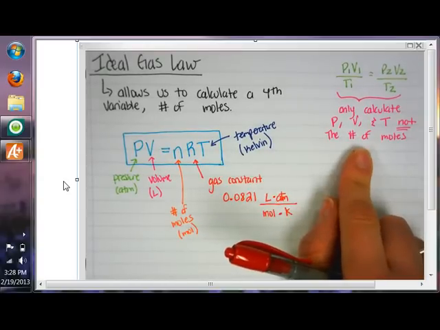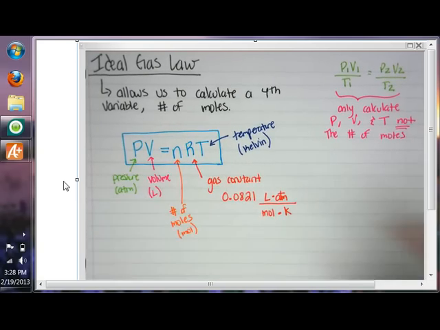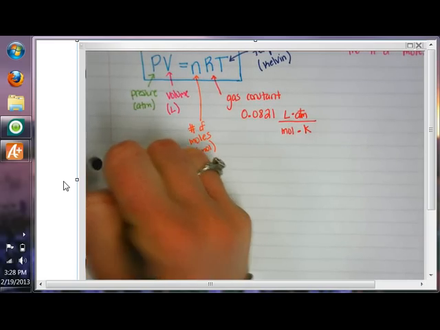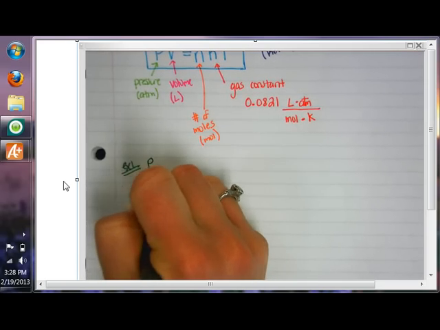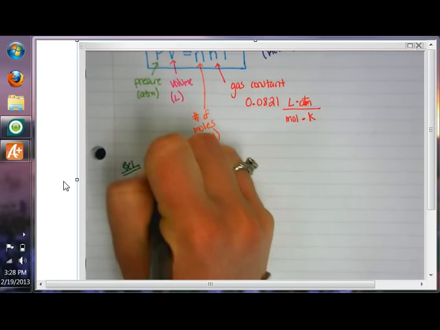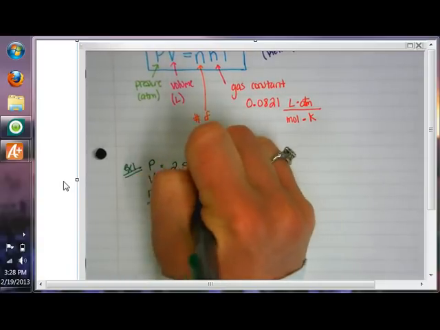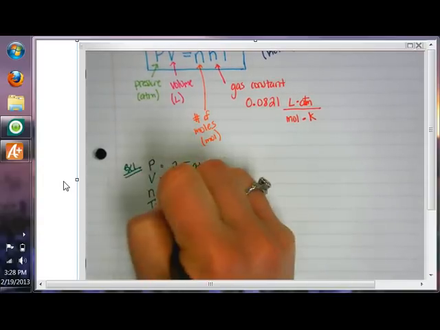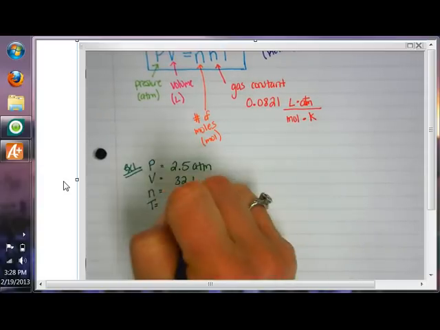So let's go ahead and do a couple of sample problems using PivNert. For example 1, I'm just going to give you a set of circumstances: P, V, n, and T. Let's say pressure is 2.5 ATM, volume is 32 liters, and n is equal to 3.1 moles. And they want us to find temperature.